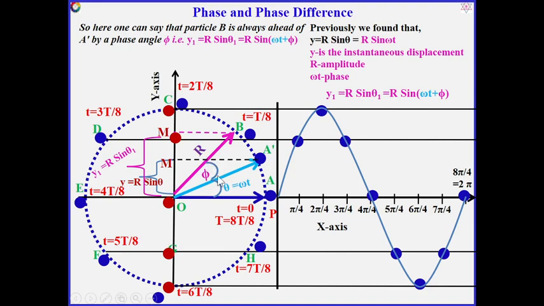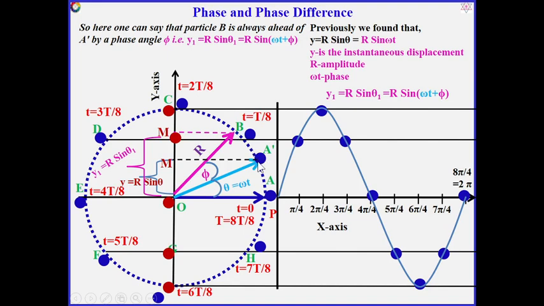This angle is phi. That means B will be with the angle theta plus phi. You got my point? A dash particle will be here with the angle theta equal to omega t, and B will be here and this angle is phi. So initially these two particles will be here and here.